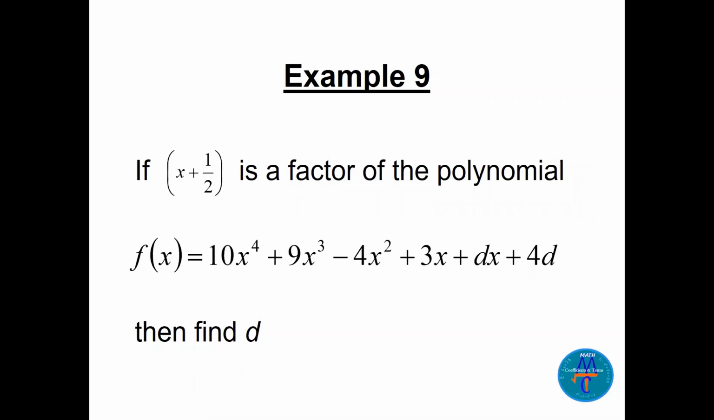Now, this is a nice question, really. We have to find the value of d, if x plus half is a factor of this polynomial f of x, 10x to the power 4, cubed, squared. See here, what's the problem in this question? This one is not arranged. We have 3x plus dx plus 4d. You have to be careful about the coefficients. You can try it yourself, please.